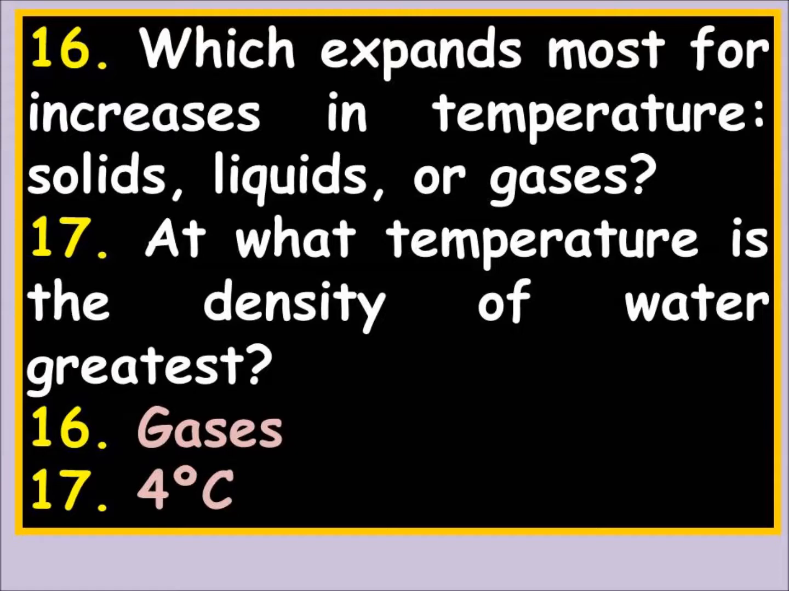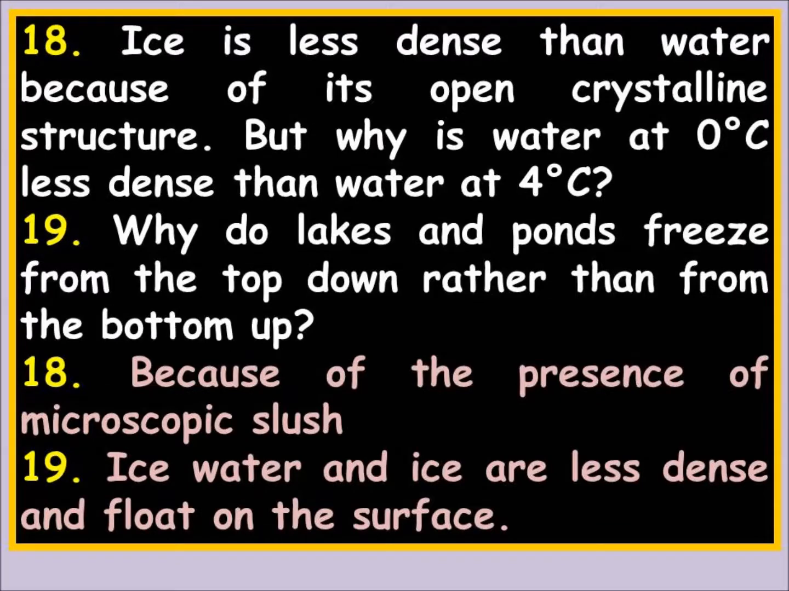At what temperature is the density of water greatest? At 4 degrees Celsius. The density is approximately, when we say 1 gram per cubic centimeter, or 1,000 kilograms per cubic meter, that's about the density of water at 4 degrees Celsius. That's water at its most dense, and less than 4 degrees it expands, and greater than 4 degrees it expands. Ice is less dense than water because of its open crystalline structure.